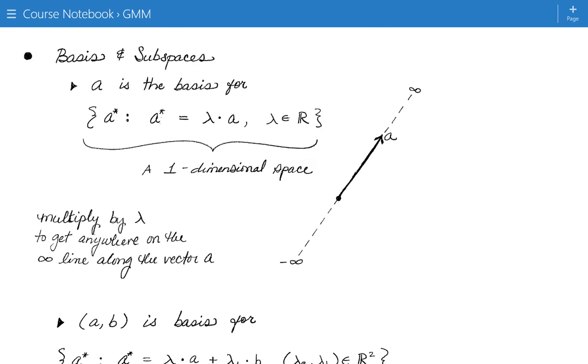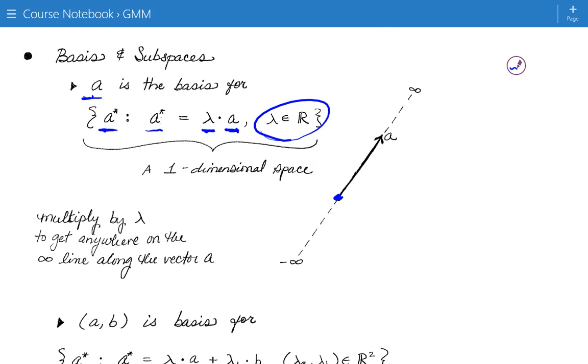We say that a vector, in this case I'll denote A, is the basis for a whole set of vectors if we consider that the set of vectors A star are all of those vectors that are the vector A multiplied by some constant on the real line. It can be both negative or positive. And this would define A as the basis for a one-dimensional space.